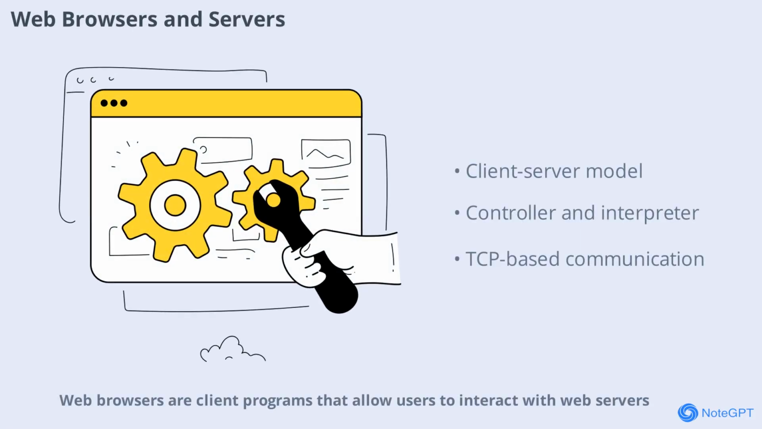Web browsers are client programs that allow users to interact with web servers. Each browser consists of a controller, client protocol, and interpreter. The controller manages user input and document access, while the interpreter displays content. Servers store web pages and respond to browser requests, sending the required files over established TCP connections. This client-server model underpins the entire web experience.